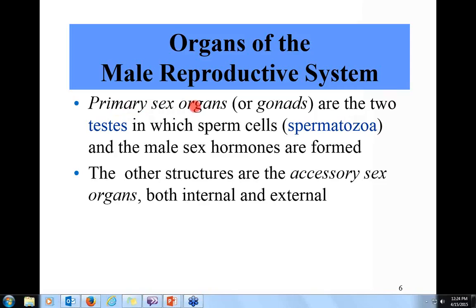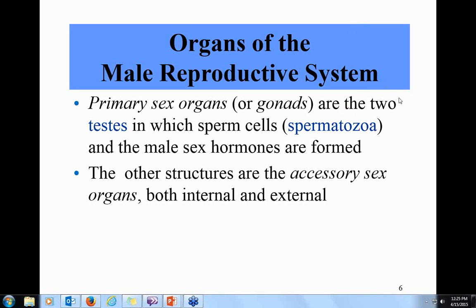The primary sex organs are the gonads. And the male gonads are the testes, and they produce the sperm, which is also called spermatozoa. And in the testes, in addition to producing sperm, the male sex hormones, or androgens, testosterone primarily, are formed. The other structures, which are necessary to transport that sperm, are called the accessory sex organs. And males have an internal and external set.